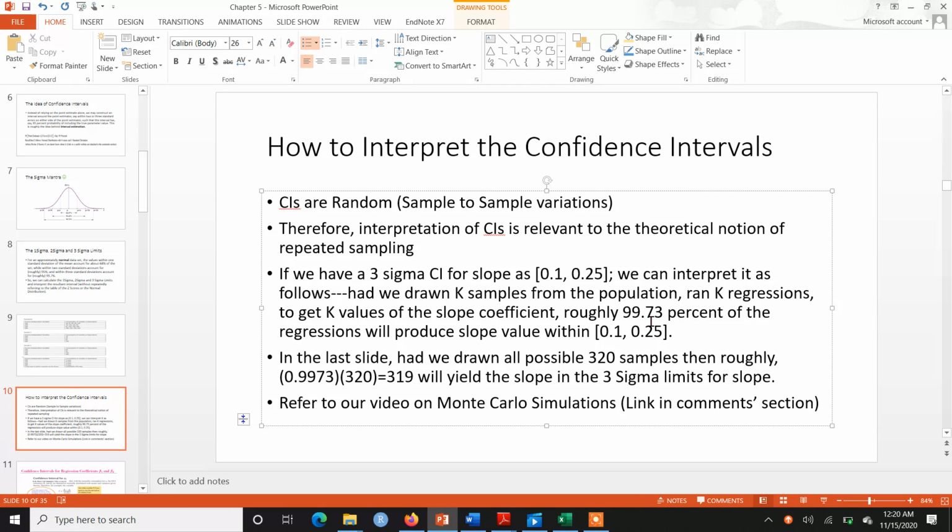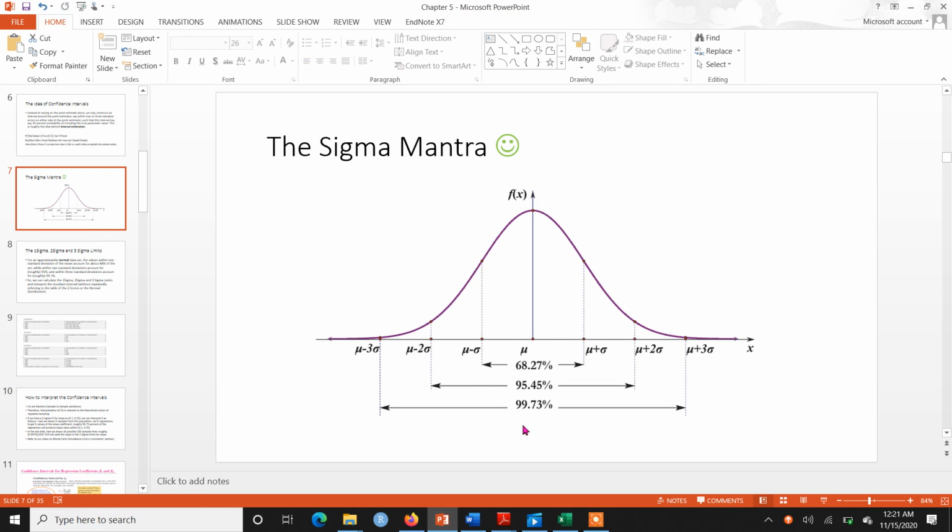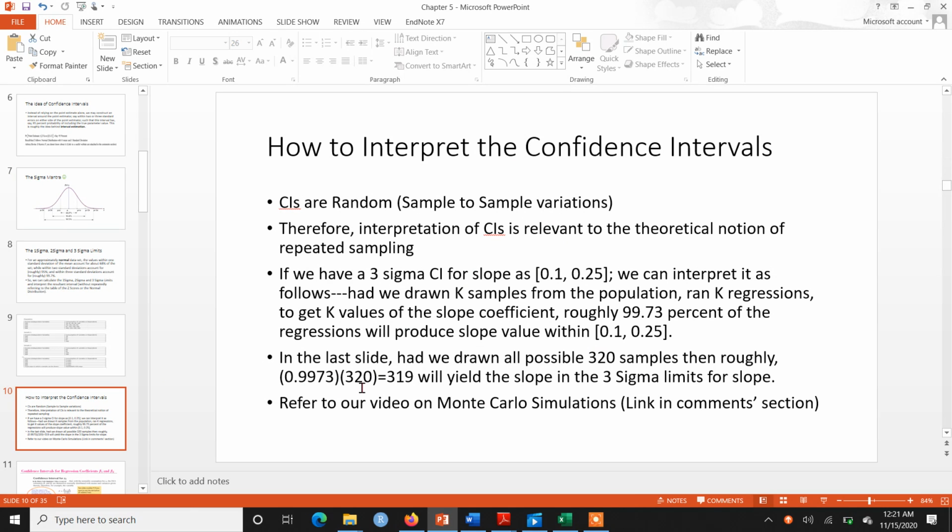For example, in the last example, we had 3 different ways of drawing a sample. So we can run 320 regressions, and 320 times 0.9973 is 319, because remember that we are talking about 3 sigma limits, which have a probability of 99.73 percent. So out of these 320 samples, 319 samples will yield the slope value within the 3 sigma limits for slope. If you have the confidence interval in front of you, this is the standard way of interpreting it, rather than saying that there is this much probability that the actual population slope is within these two values.